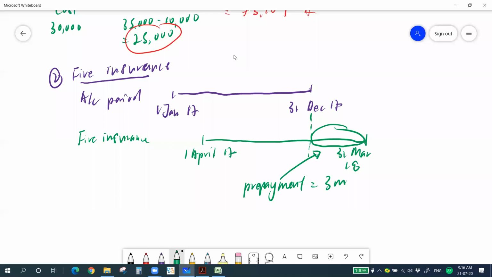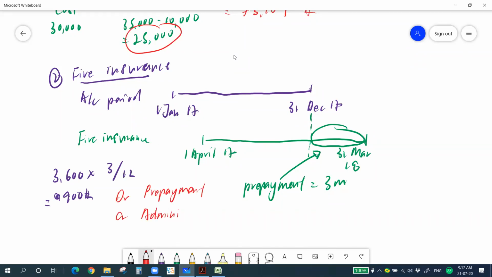So we have to determine the portion for a prepayment. So we use 3,600 times 3 months, the prepayment period, divided by 12. So what is the amount? 900. Thank you. 900. So double entry, we debit the prepayment account and we credit to the administrative expenses, 900. So this is the working for item number 2, fire insurance.